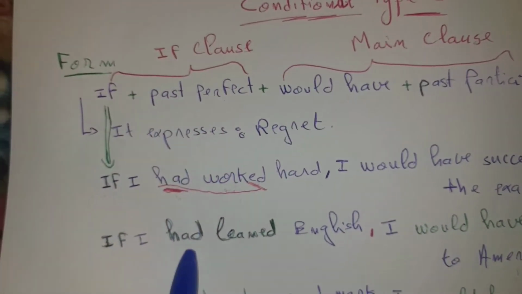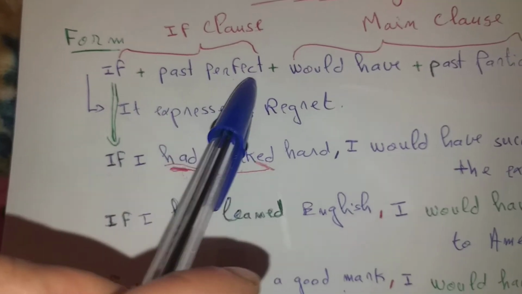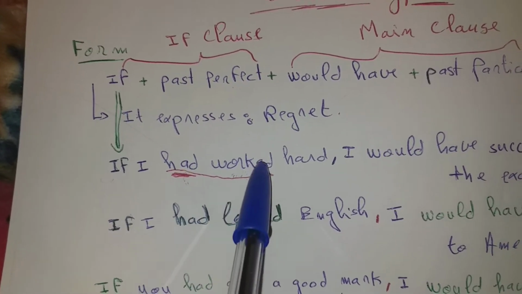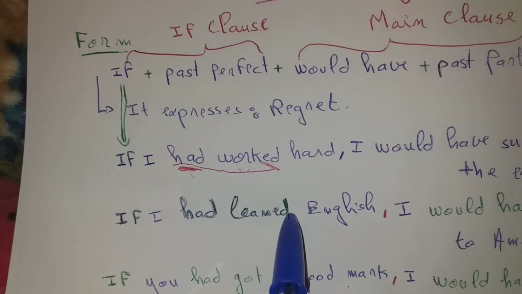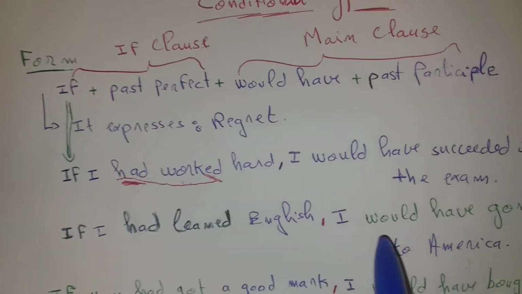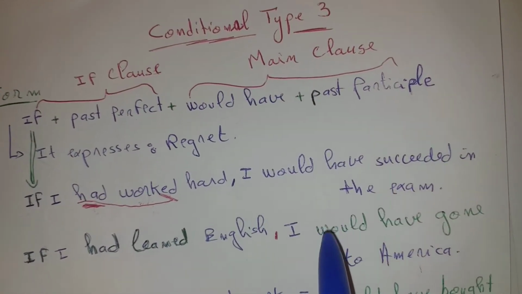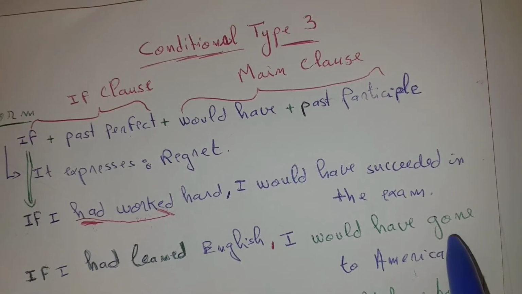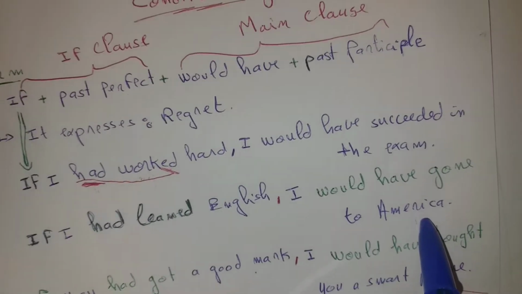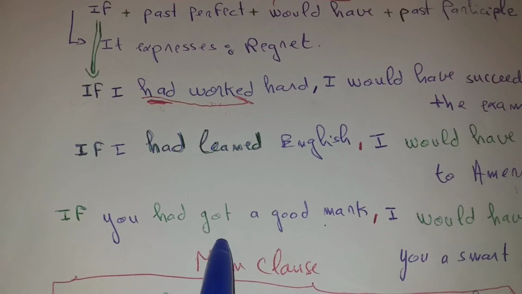Here, as I said, the past perfect: if plus past perfect is this, as we said, we always have had plus past participle, had learned English. We have the comma, as we said, to separate the second part from the first part. Then would have, we repeat it. Then past participle of the verb go is gone to America. Now I give you the last example. We have if you had got a good mark.